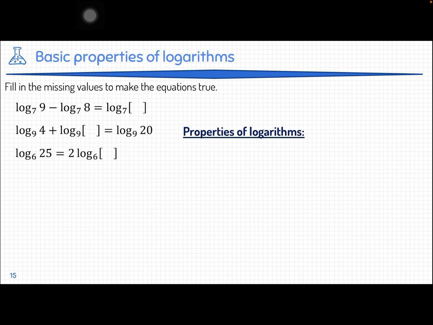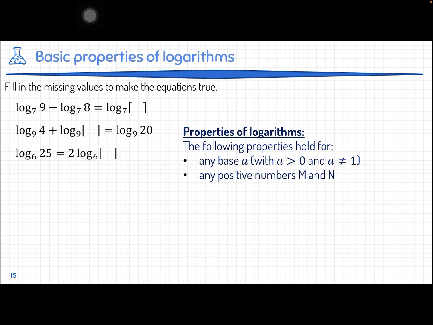So let's start by coming back to the properties of logarithms. The following properties hold for any base a. Remember that the base must be positive and different to 1. Then any positive numbers m and n. Anytime that you see these letters in the expressions, it means that they represent positive numbers. And then any number n, and this n is going to be the power.